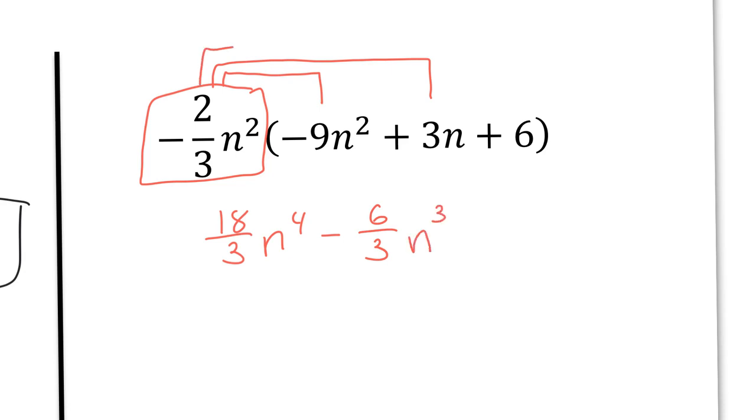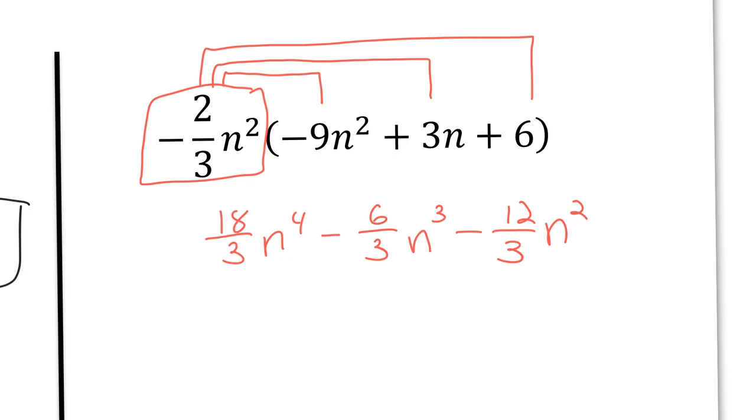And the last one, you multiply negative 2 over 3 times 6. Well, we have a negative times a positive. That's going to be a negative. A 2, the top number, times the inside, times 6. That's going to be 12. Keep the denominator. And we do have an n squared outside, but we don't have an n inside. So you keep the same variable with the same exponent.